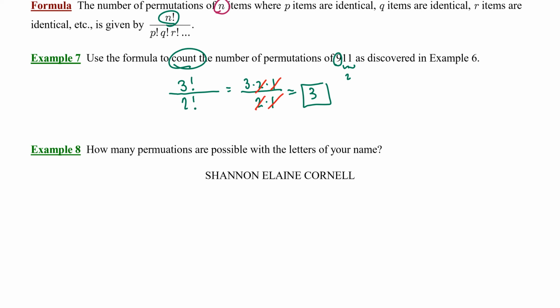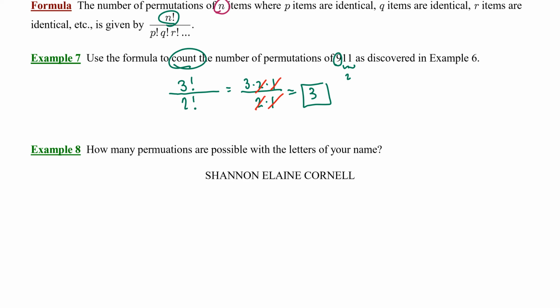So here's an example. How many permutations are possible with the letters of your name? So here's my full name, Shannon Elaine Cornell. You can either follow along with my example, or you can write down your name. Write down your first, middle, and last name and count how many different ways you can rearrange the letters in your name, right?